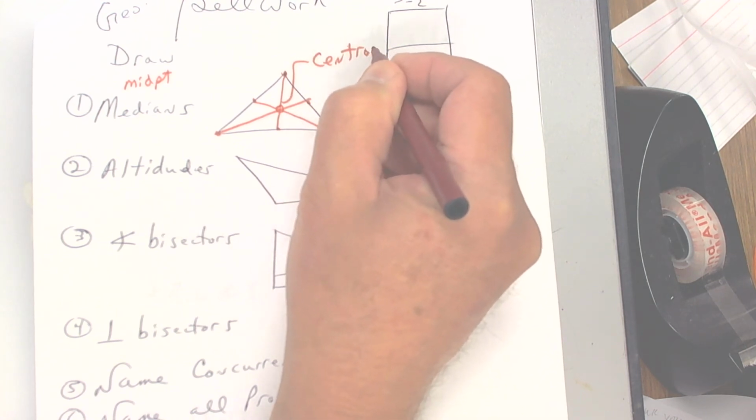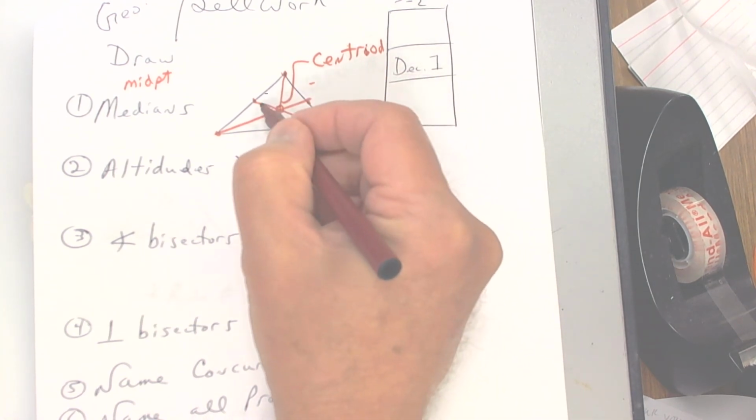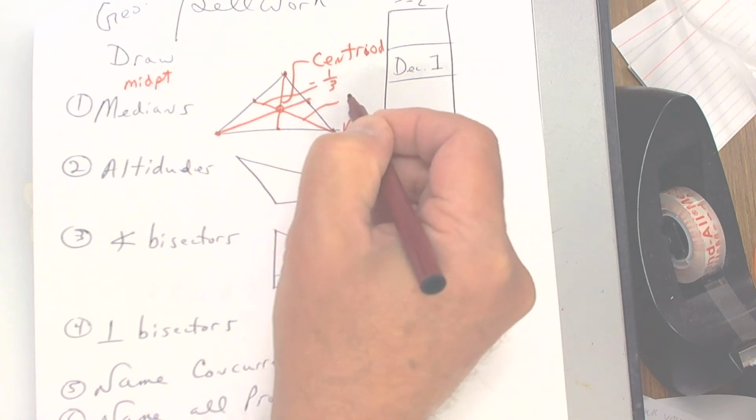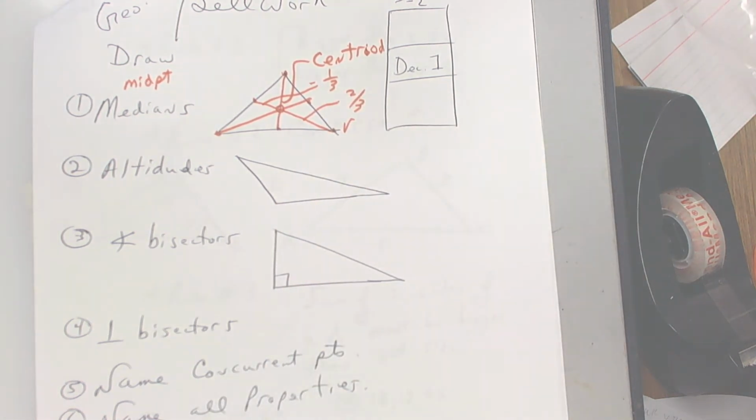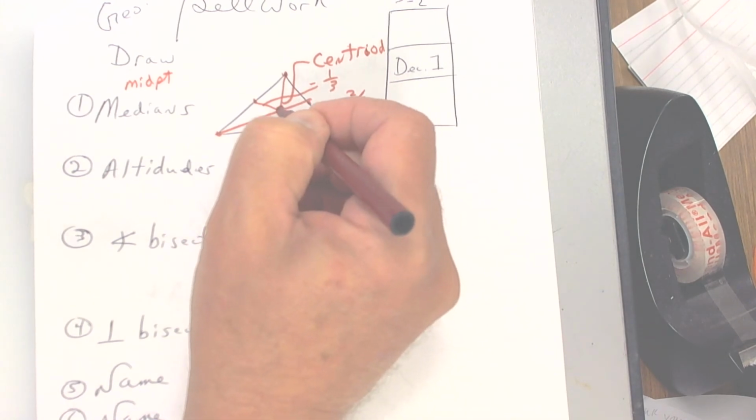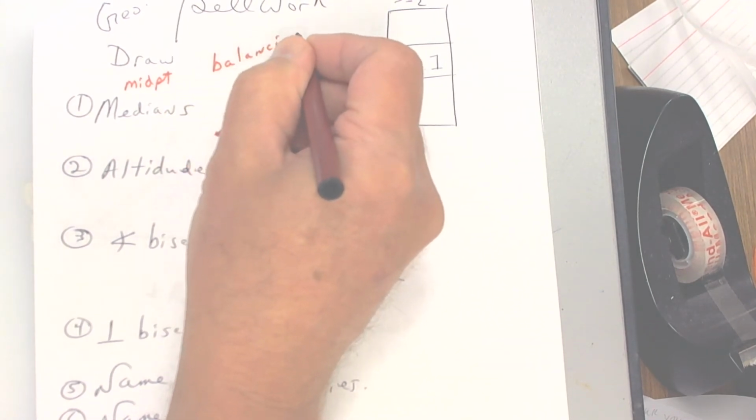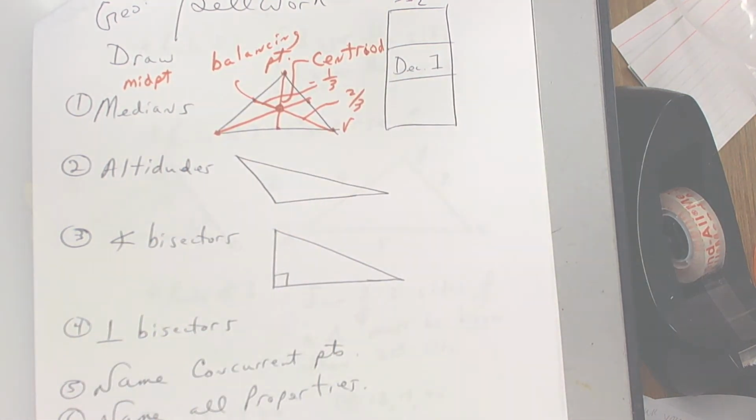In the centroid, the property is it's 1/3, the short piece, and the bigger piece is 2/3. Write that down. Those are your properties for the centroid. Also, it's called the balancing point. So if you put your finger underneath the triangle, it will balance like you do with a basketball.